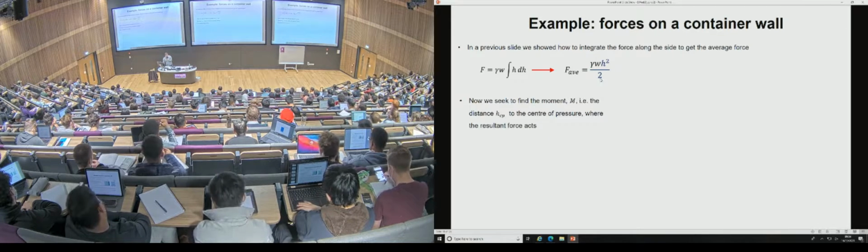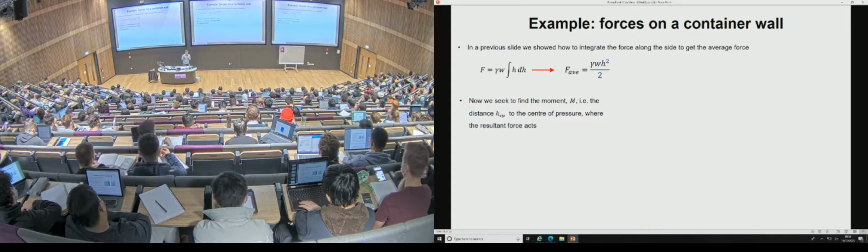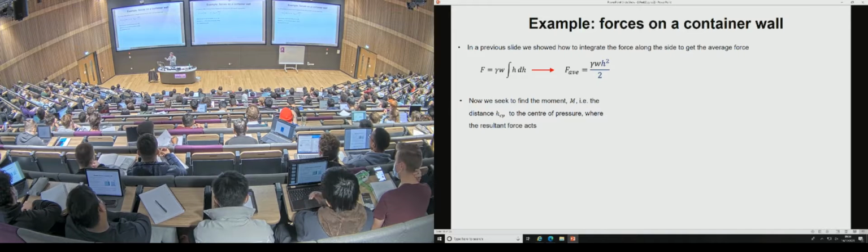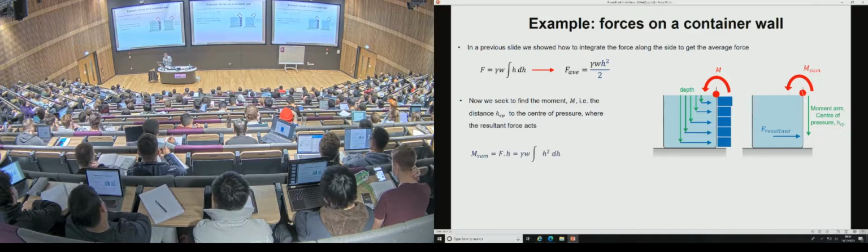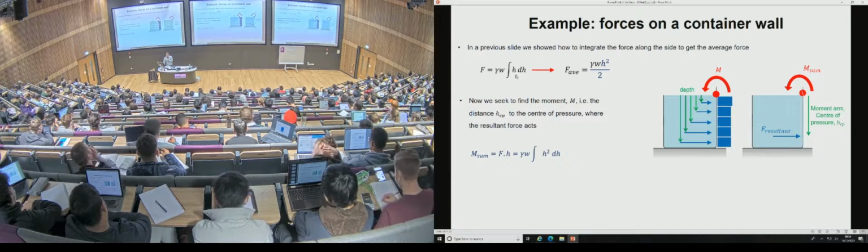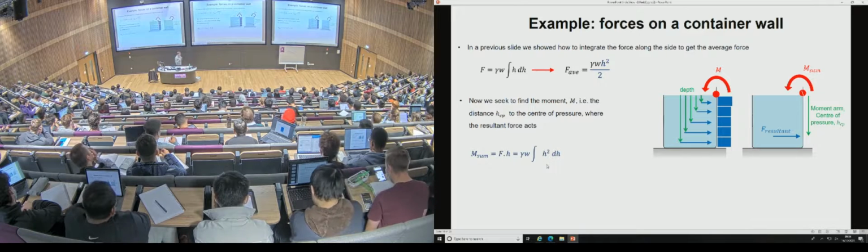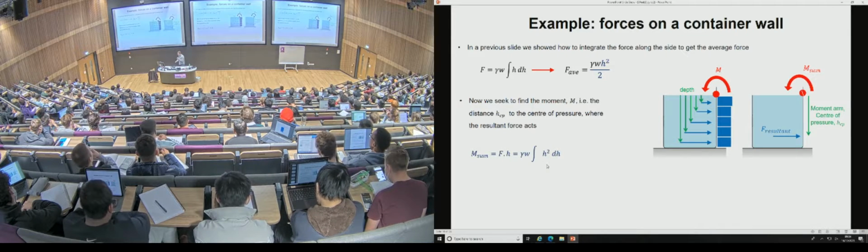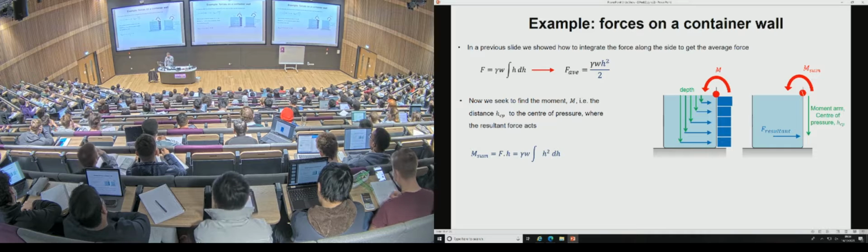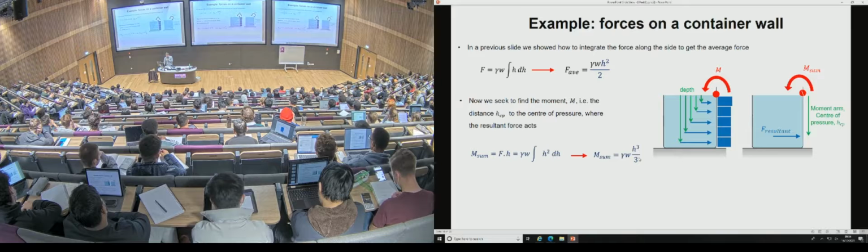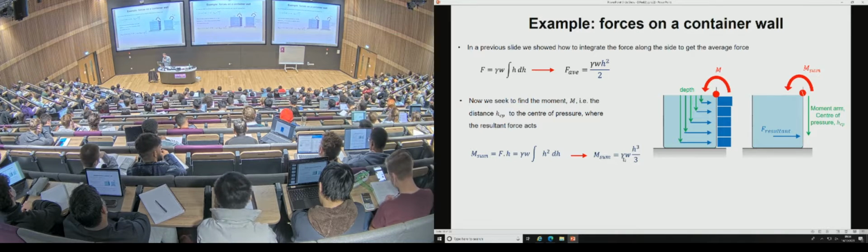Now we're going to do the same, except that we're going to multiply each incremental force by the distance from the surface. So we're going to do the sum of the moments. It's exactly the same expression, but we have times h. So it's going to be h cubed. So we have F times h. So instead of gamma w integral of h, we have gamma w integral of h squared. The process and the justification is exactly the same, except now that we have the extra h, we have h cubed divided by 3, times our specific weight gamma and our width w.